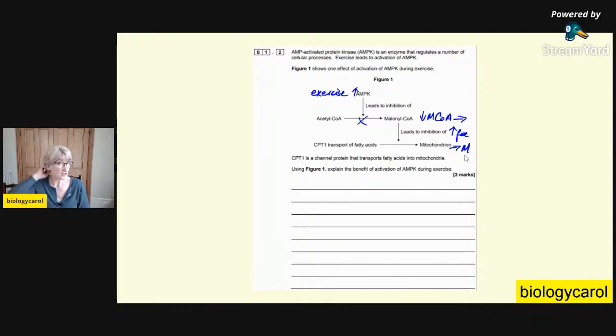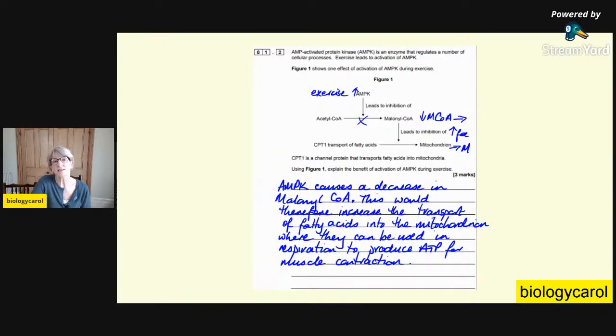Hopefully that's me just deciphering what the question is telling us. And this is me saying increase fatty acids into the mitochondria. So CPT1 is a channel protein that transports fatty acids into the mitochondria. Fine. Using figure 1, explain the benefit of activation of AMPK during exercise. Well, my little notes here have already answered the question. So AMPK causes a decrease in malonyl coenzyme A. This would therefore increase the transport of fatty acids into the mitochondria.